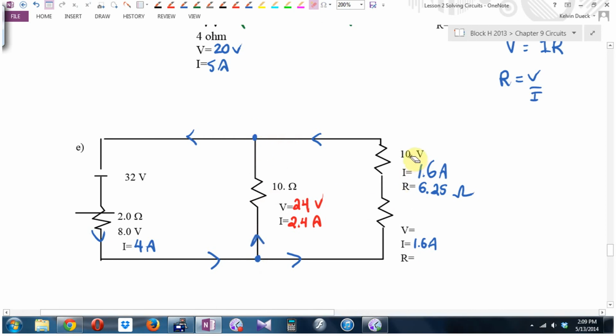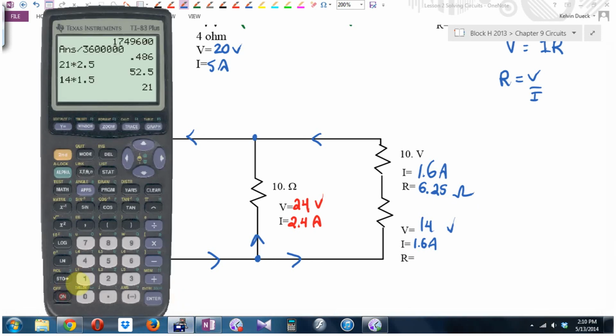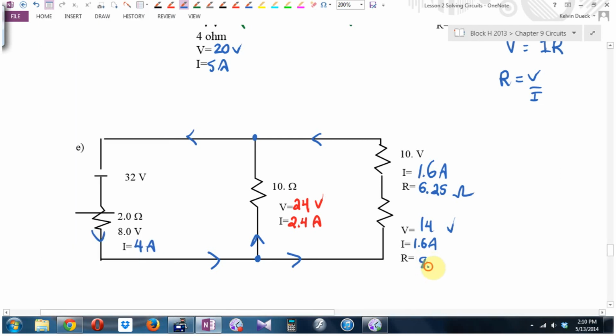How high is this second hill over here? So how many volts must this hill be? Do I know 2 things? Then I know 3 or 4. What's the resistance? 14 divided by 1.6, 8.75 ohms. I almost wrote amps. Ohms.